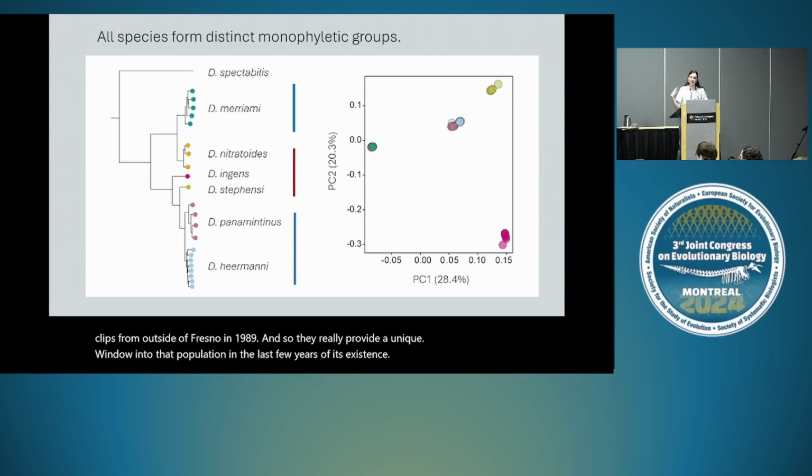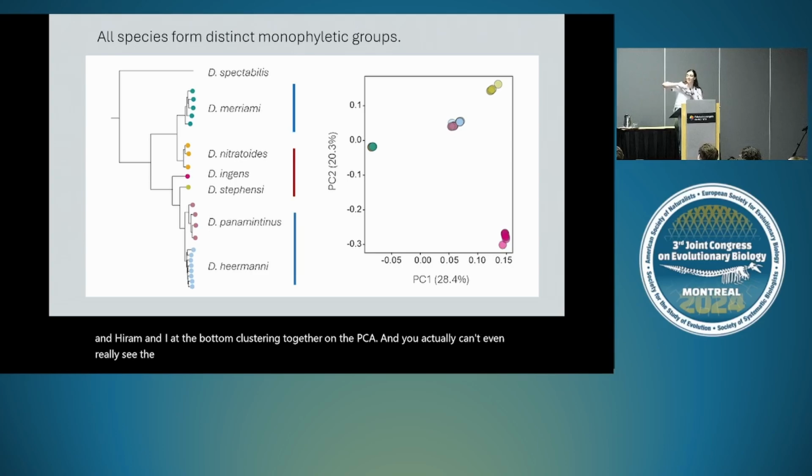So first, I wanted to confirm that all species are distinct and monophyletic. I used the whole genome resequencing data to perform a principal components analysis and build a phylogeny. You can see the endangered species fall in the middle of the tree and are highlighted in red. The other thing you can see is that these 2 analyses support each other, with the 2 sets of sister taxa, merriami and nitratoides at the top, and panamintinus and heermanni at the bottom, clustering together on the PCA. And you actually can't even really see the yellow nitratoides because it's overlapping so closely with merriami.